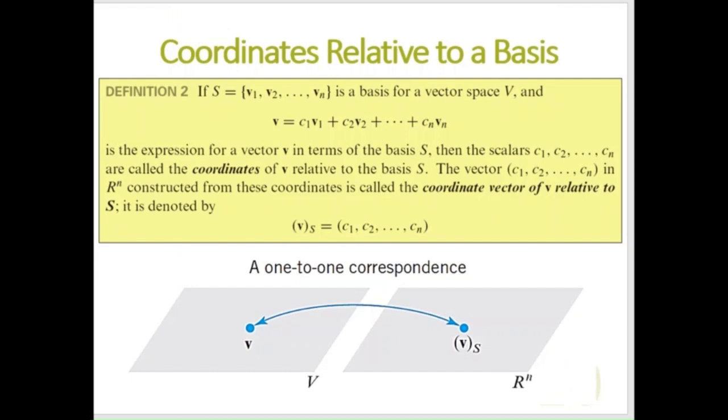The next thing that I want to go over is definition 2. This says if S equals v1, v2 through vn is a basis for a vector space V, and v equals c1 v1 plus c2 v2, all the way through cn times vn, is the expression for a vector in terms of the basis S, then the scalars c1, c2 through cn are called the coordinates of v relative to the basis S. Those c scalars are going to form your coordinates of v relative to the basis S. The vector c1, c2 through cn in Rn constructed from these coordinates is called the coordinate vector of v relative to S, and it's denoted by v sub S here.